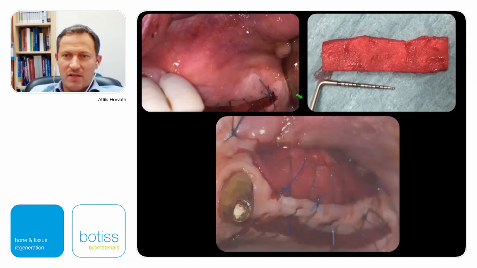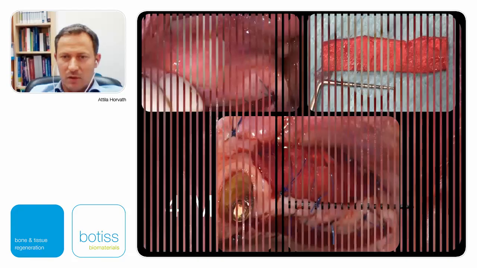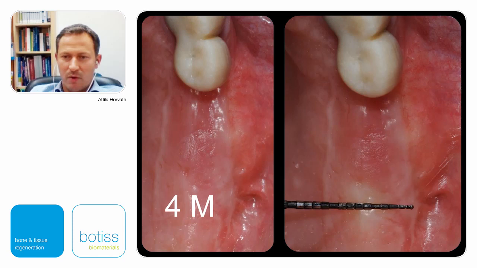Perfect. So this is the same surgery for the same patient. Remember, we took the strip graft from the palate and put it on the lower left-hand side, and here, adjacent on the upper left-hand side, we placed only a mucoderm, because in this situation that was totally enough, and doing this surgery at the same time would reduce morbidity.